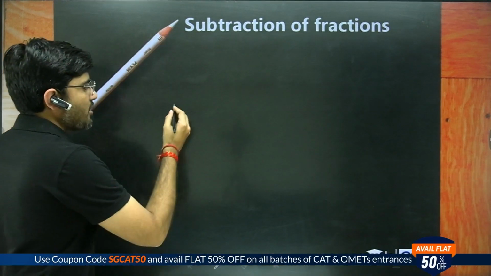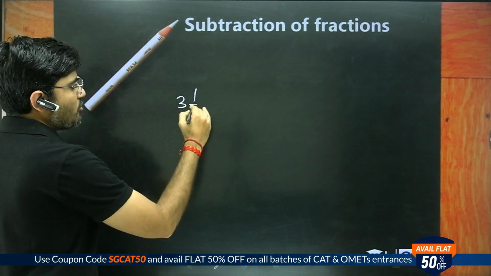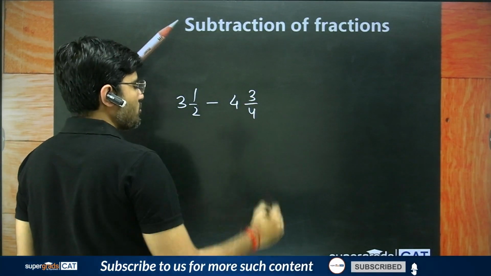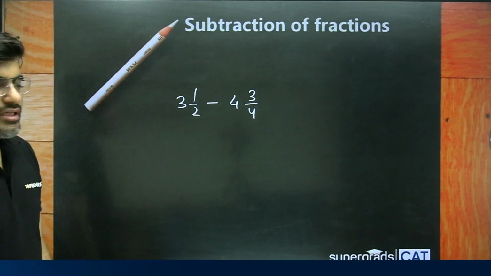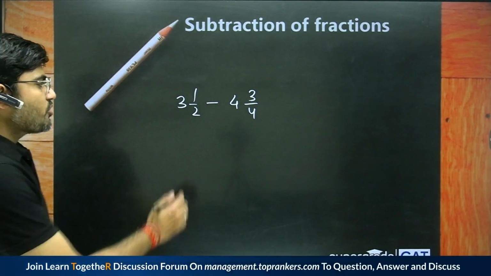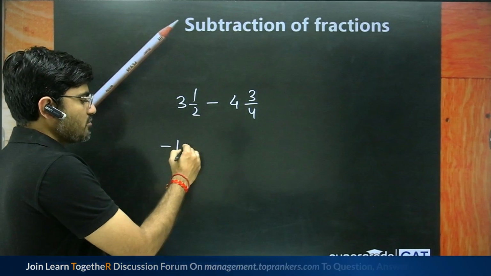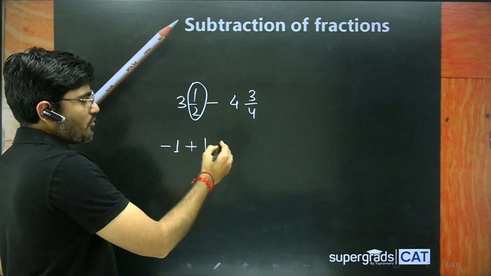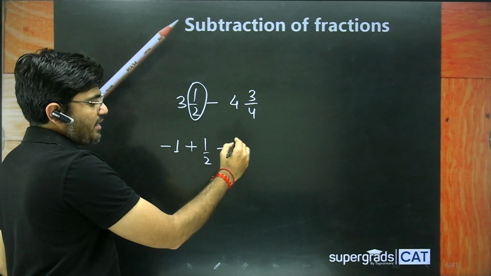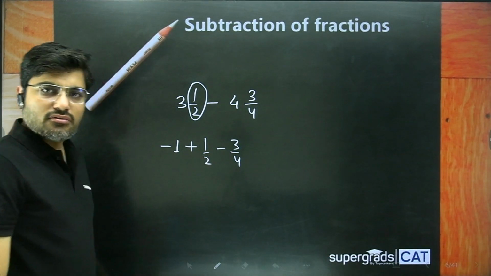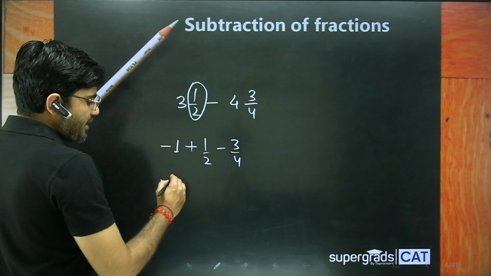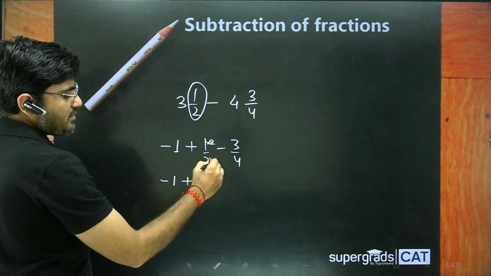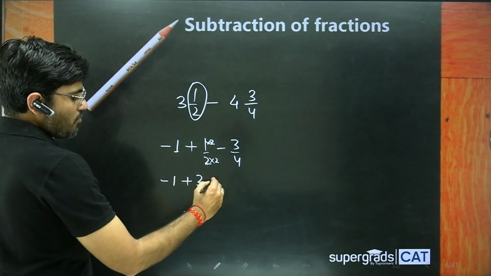Suppose there is a number like 3 1 by 2 minus 4 3 by 4. Suppose there is a situation given like this. So what we can do, 3 minus 4 is what? Minus 1. Simple. And plus 1 by 2. This number is positive. So 1 by 2 minus this number is negative, minus 3 by 4. And you can solve further. So what we will be getting? Minus 1 plus, I have to convert this denominator to 4. So multiply this by 2, multiply this by 2. It will be 2 by 4 minus 3 by 4.